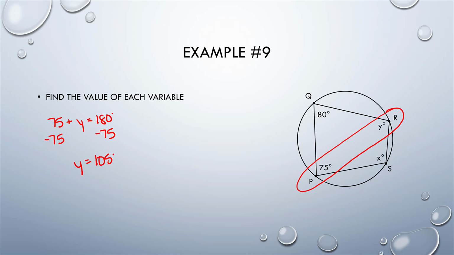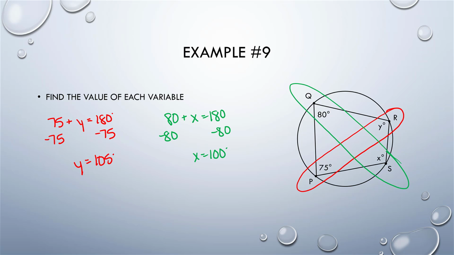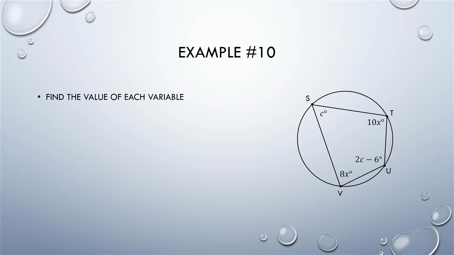And then I'm going to look for the other pair of opposite angles. Q and S. Those are also supplementary. So 80 plus x equals 180. Solve. X equals 100 degrees. That's all there is to this. An inscribed quadrilateral, the opposite angles are supplementary. So I'm going to give you guys a moment. I want you to hit pause and try this one. Look for those opposite angles, add them up to equal 180. Go ahead, try it out.